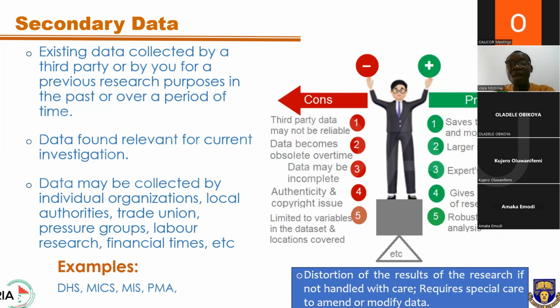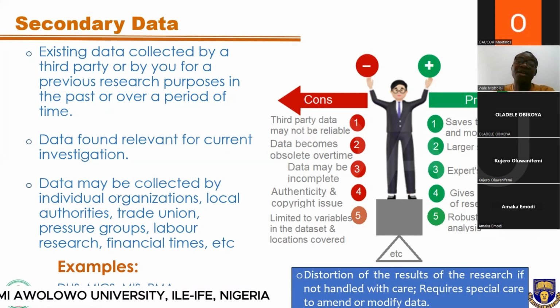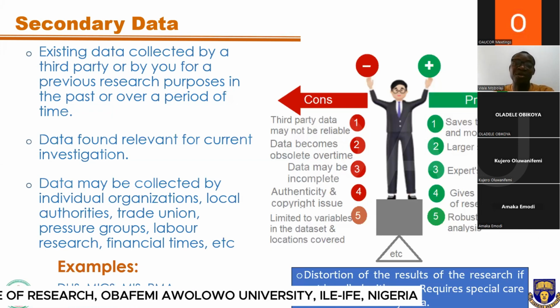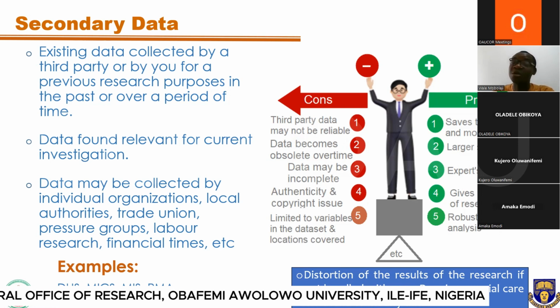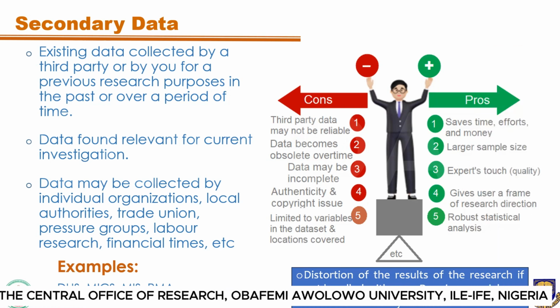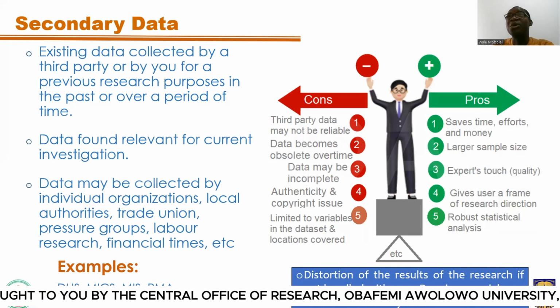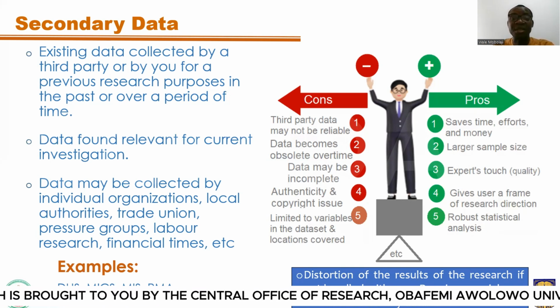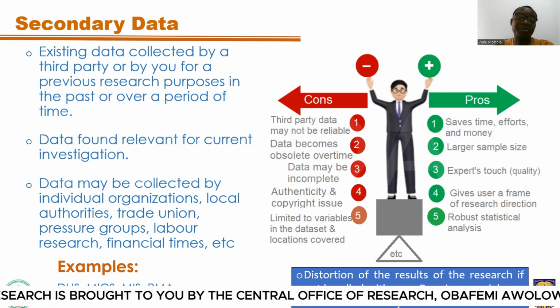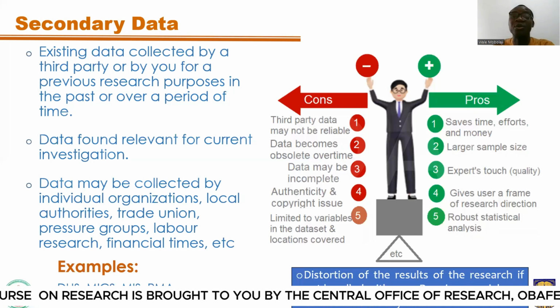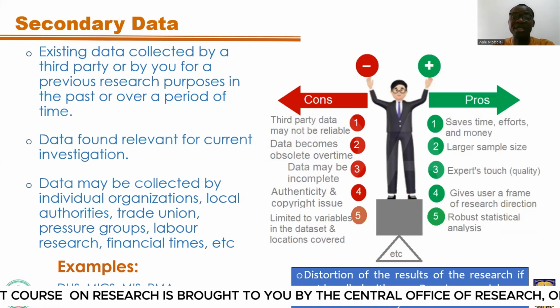And also, being third-party data, it may not be reliable sometimes, because not all secondary data are reliable. So one must be careful and conscious of that. Also, sometimes the data or some part of it may be incomplete. And you might have issues with authenticity and copyright on that data. Those are things to take care of or be aware of when you want to use secondary data.